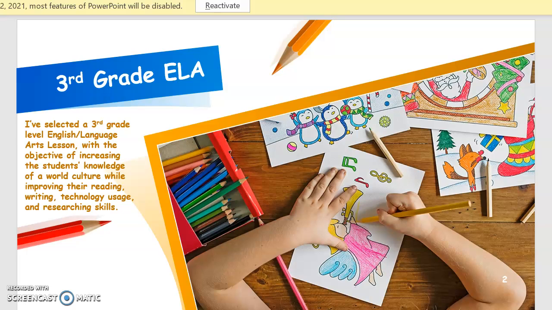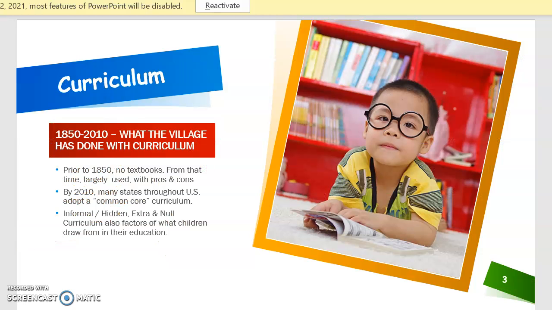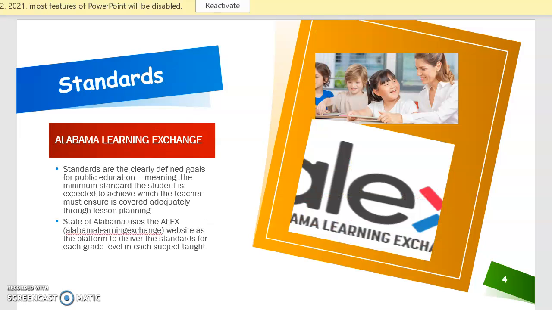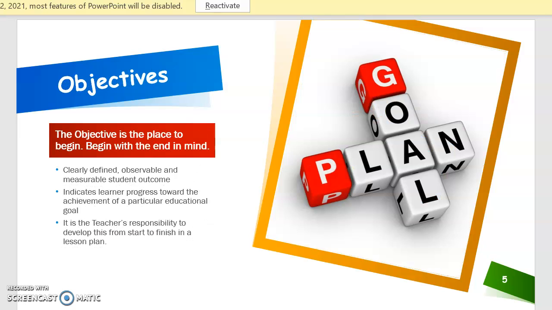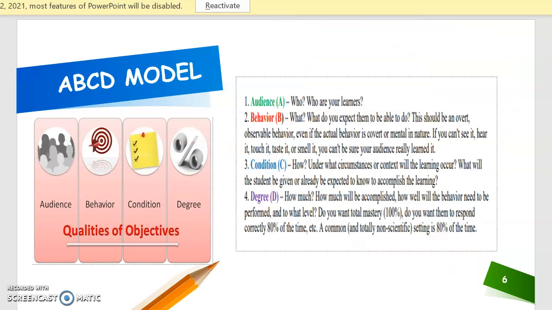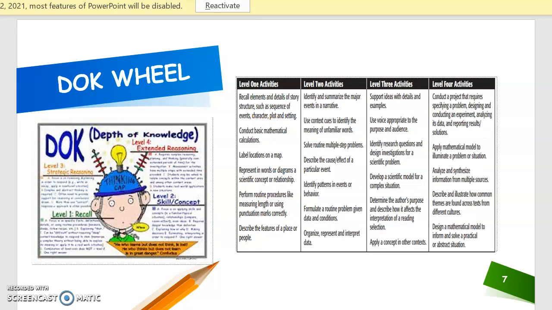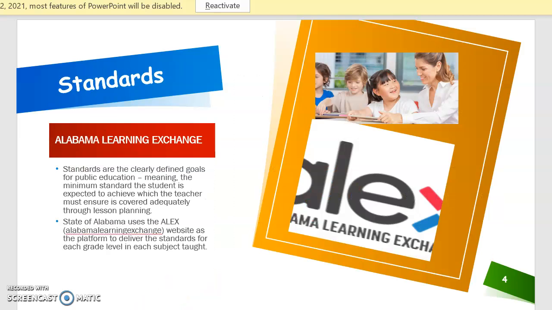My objective is to increase my students' knowledge of a world culture while also improving their skills in the areas of reading, writing, technology usage, and researching skills. We'll first talk through some very important components of building a lesson plan, from curriculum to standards to objectives, and even moving on to the ABCD model and the depth of knowledge wheel.